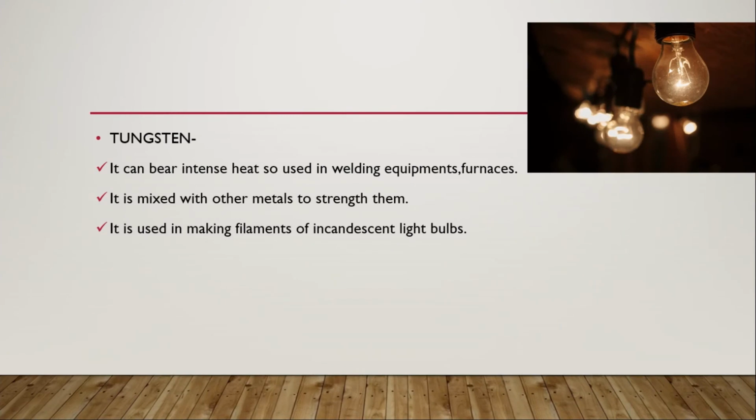Then tungsten is another hard silvery metal which has a very high melting point, and it can bear a lot of intense heat. So it is used in welding equipment and in furnaces. It is used for mixing with other metals to strengthen them. And it is also used in making filaments in incandescent light bulbs.